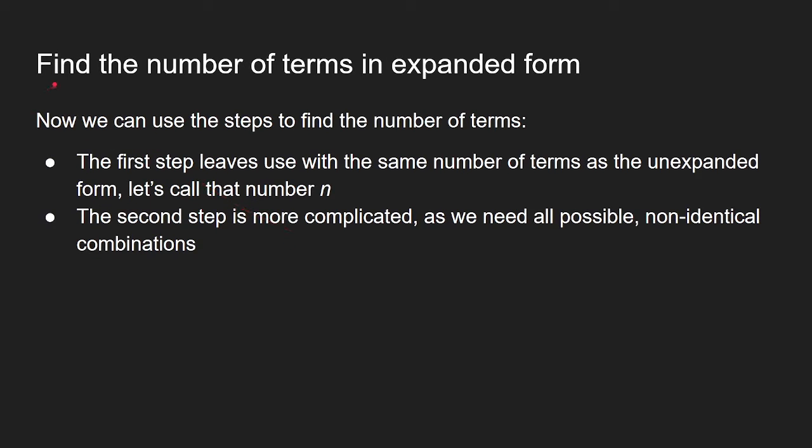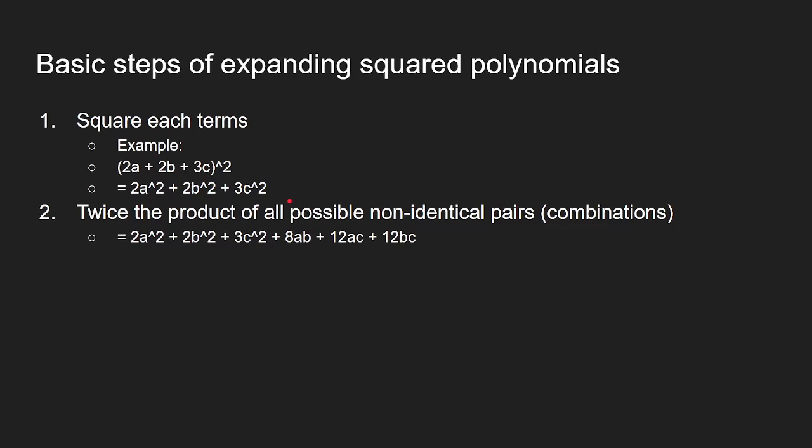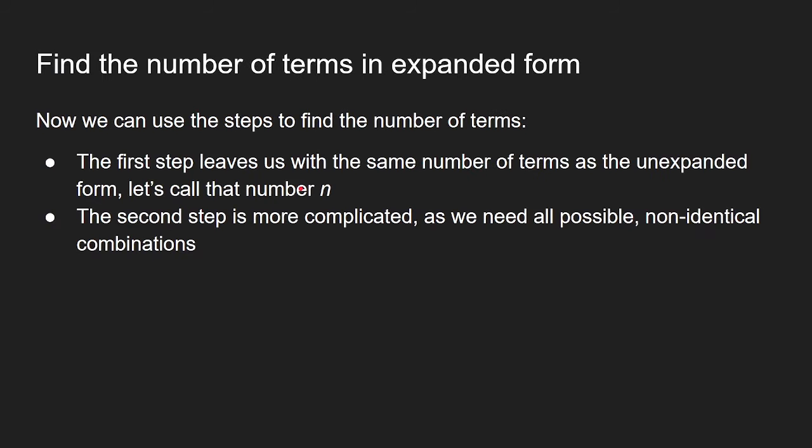And so we can use the steps to find the number of terms in expanded form. The first step leaves us with the same number of terms as the unexpanded form, and let's call that number n. So for example, here we got 3 terms in here, and 3 terms out here. They're the same. Let's call the terms n. So for this, n is 3.